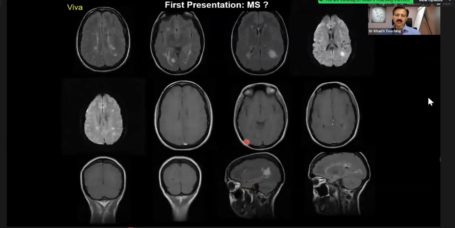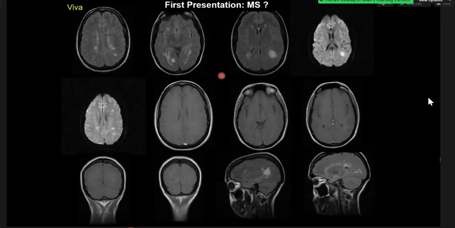Why is it met? Because this plaque here is enhancing. This plaque here is enhancing. The rest of the plaques are not enhancing. Telling you that these are active plaques, and the rest of the ones are inactive.